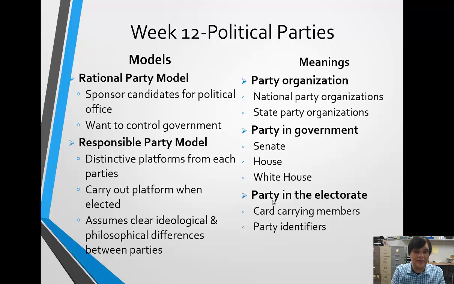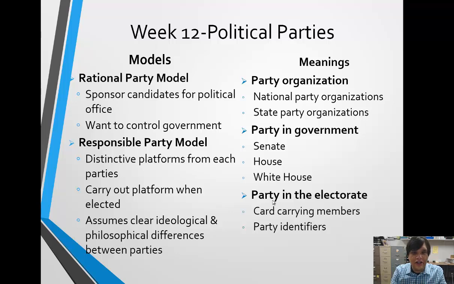So there's the rational party model and the responsible party model. I can guarantee there will be a question about it on your test, so be sure to know the difference. If you have questions, send those my way. Now, flipping to the other thing that we talked about, which is the meanings or the different types or facets of each party.